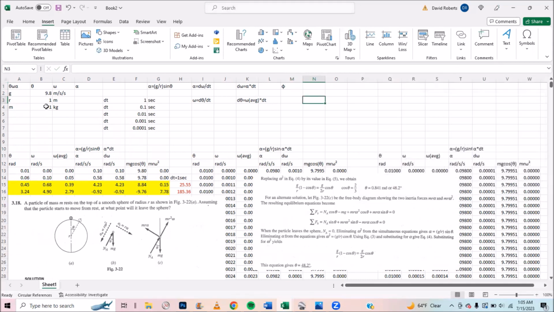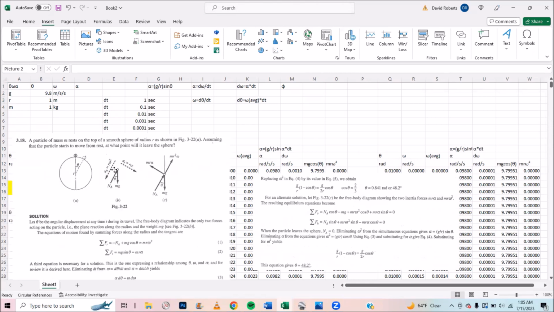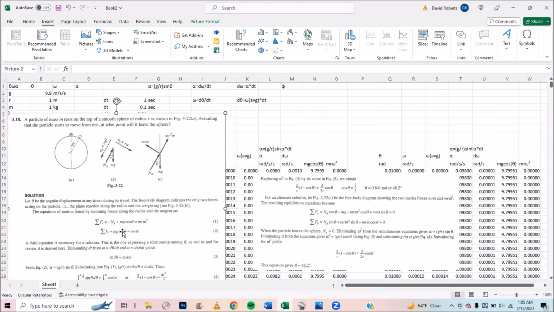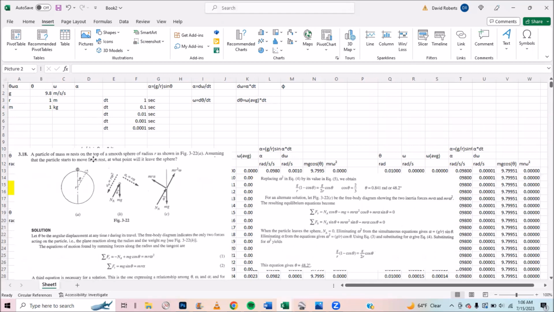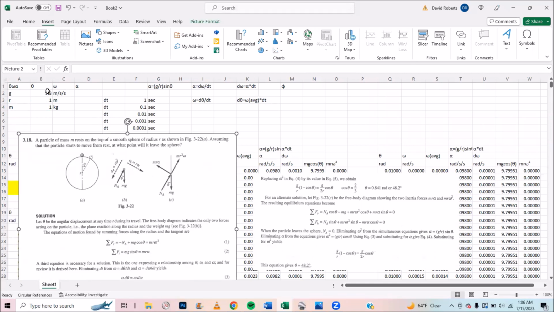Okay, anyway, we have our variables. Basically, for this, we're just going to use mg sine theta equals m r alpha. We're just going to say the mass is 1 and the radius is 1, which makes everything simple. It's a 1 meter radius circle, so a 2 meter diameter, and 1 kilogram is the thing that's rolling off. Fair enough. And g is 9.8.